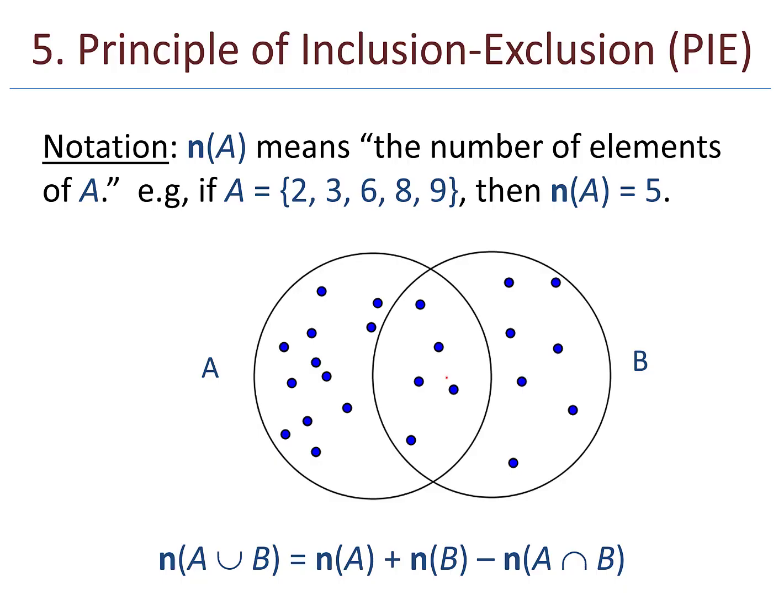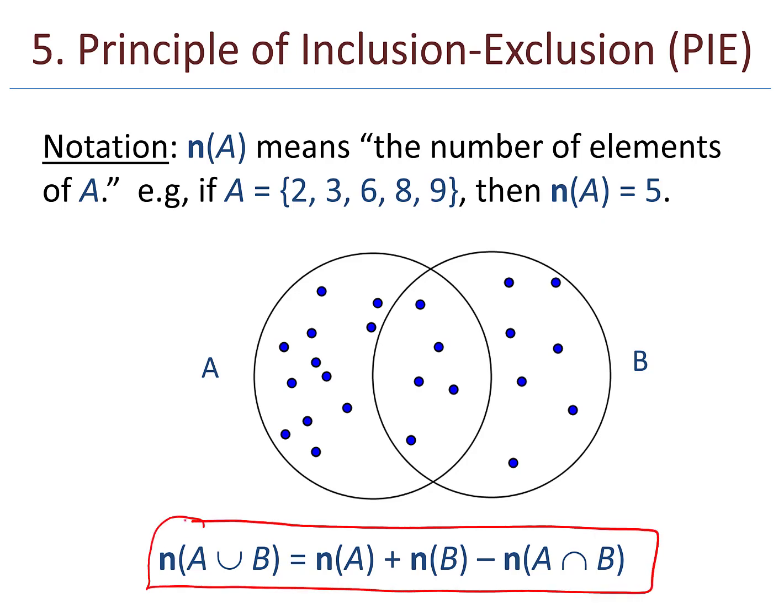And this brings us to our last topic, the principle of inclusion-exclusion, or PIE. Okay, so quick notation here. N of A means the number of elements in set A. So if I have a set with 5 elements, so for example A is 2, 3, 6, 8, 9, then N of A equals 5. We sometimes say this is the number of elements in A, or the cardinality of A, or even the size of A.